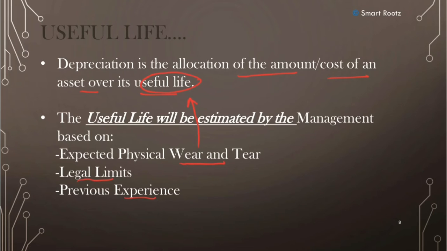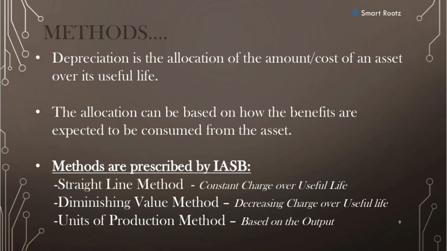In the numerical example, I've just assumed that the fixed asset is used for a period of 3 years. So I spread the cost of the asset across 3 years. Whether it's 3 years or 5 years is estimated by management based on its experience. So again, when we go back to the definition, depreciation is the allocation of the amount or cost of the asset. So in the example that we looked at, we actually allocated 6,000 across 3 years and put a constant charge of 2,000 every year.